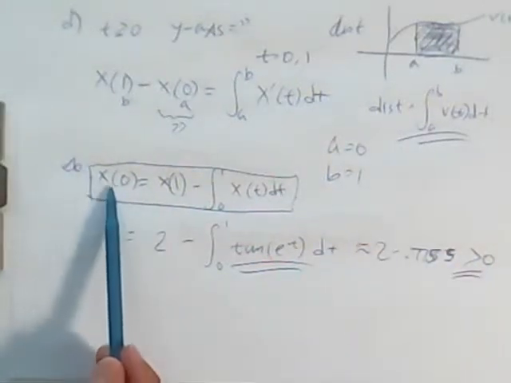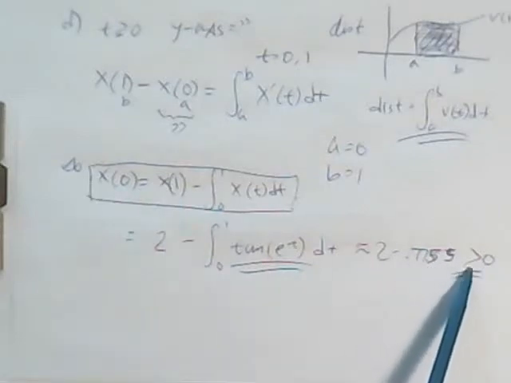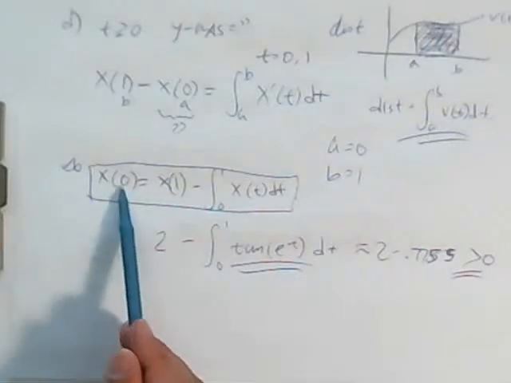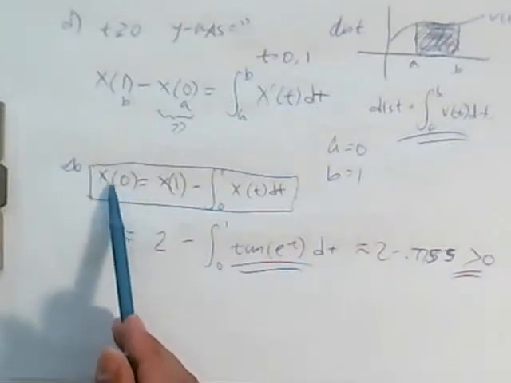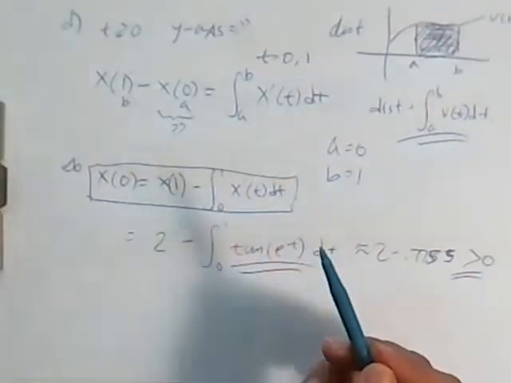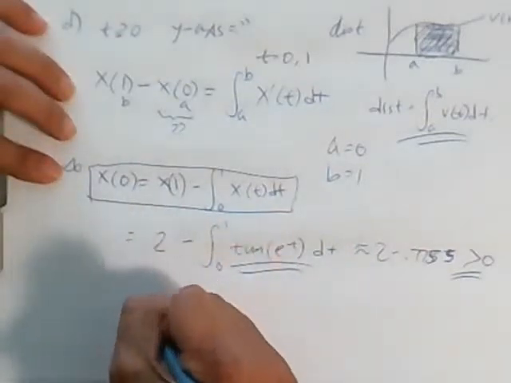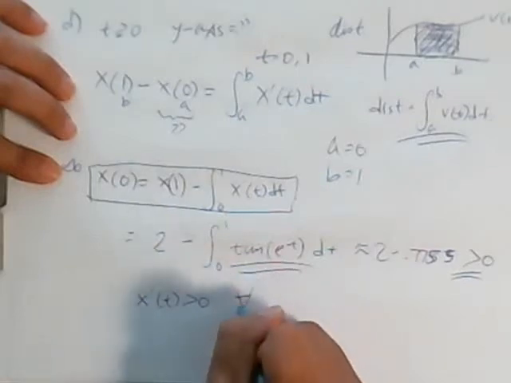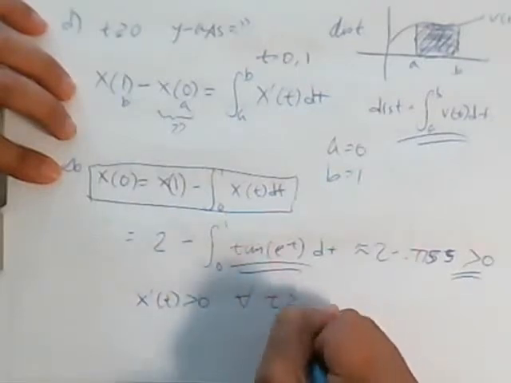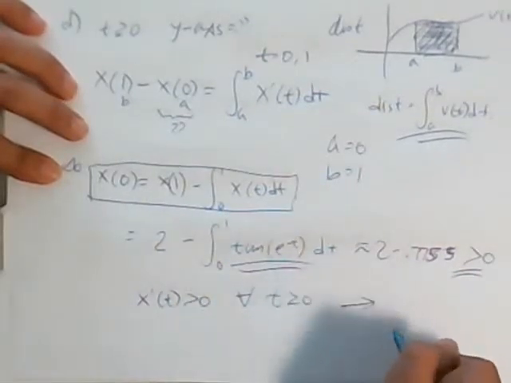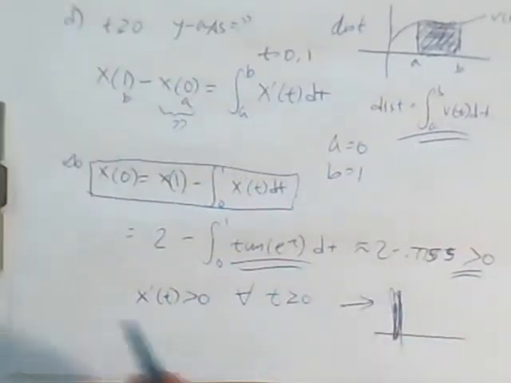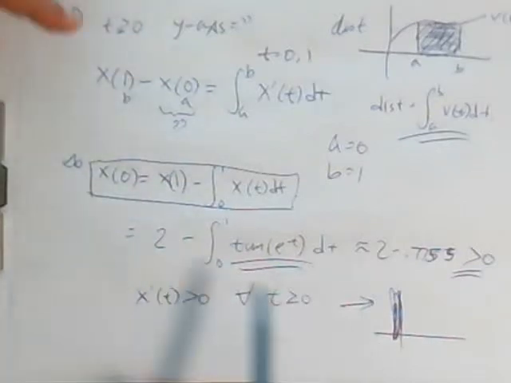So the position at x is greater than 0, which means it's going to start to the right of the y-axis. And since x prime of t is always greater than 0, that means for all t greater than 0, it's always moving to the right. That means it's never going to hit the y-axis at all. So you can explain that with words. I just stated it out. You can state whatever you want.